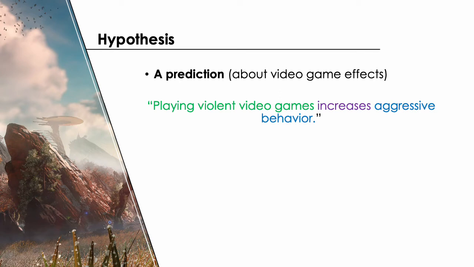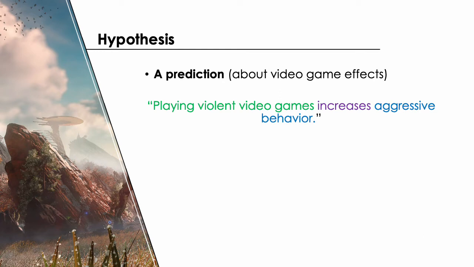And so you could take this example hypothesis, playing violent video games increases aggressive behavior. This is a potential hypothesis that we could test through research and see if this is the case. And you can imagine just from how you hear people talk about violent video games in popular press coverage or in everyday conversation, this is a pretty typical hypothesis that people propose about video games. And it's one that we can test through experimental research.